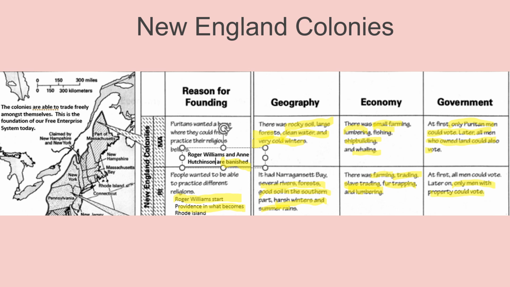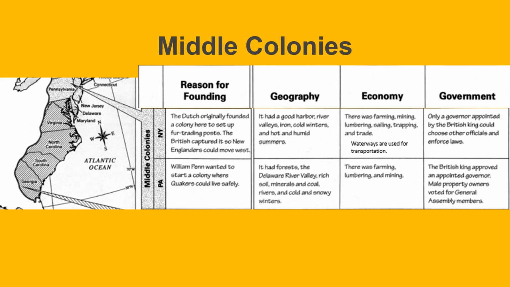All right, let's talk about that middle colony section. The middle colony section, right in the middle, is where we have New York, Pennsylvania, New Jersey, and Delaware. The reason for founding: the Dutch people originally came here looking for fur trading posts, to set up fur trading posts. They wanted to get into the fur trading business. So their reason for coming would be the G of gold or wealth, financial wealth, or improving their wealth.